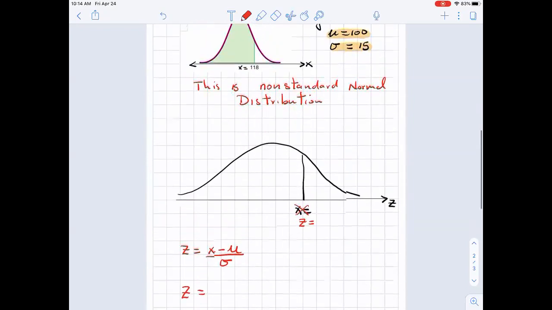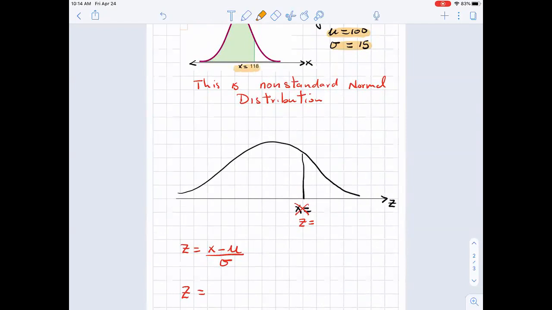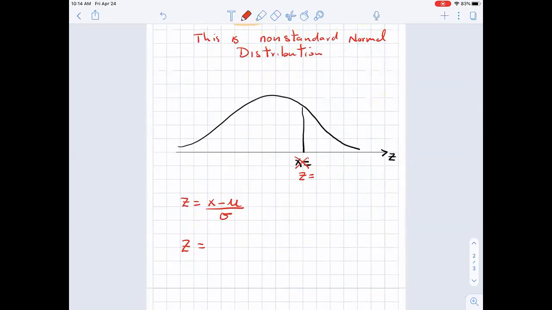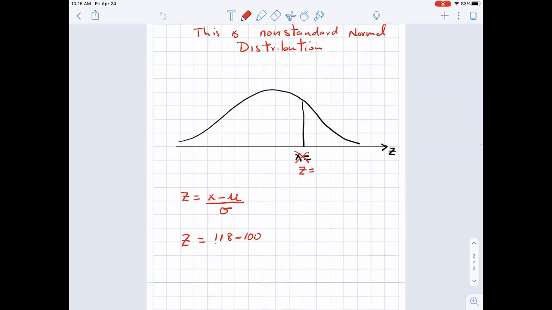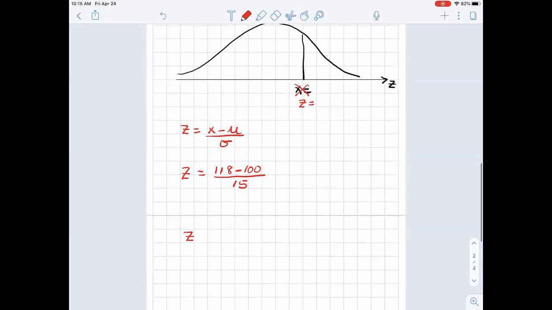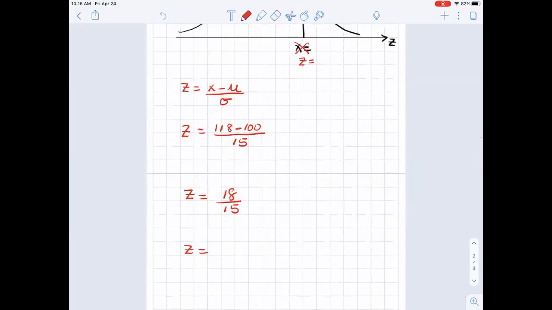But what is X? If you notice in this picture here, this is the value of X. So we'll write 118 minus, we said mu is 100, divided by sigma, which is 15. So Z is equal to 18 over 15. And if you get your calculators out, 18 divided by 15 is 1.2. So Z is equal to 1.2.